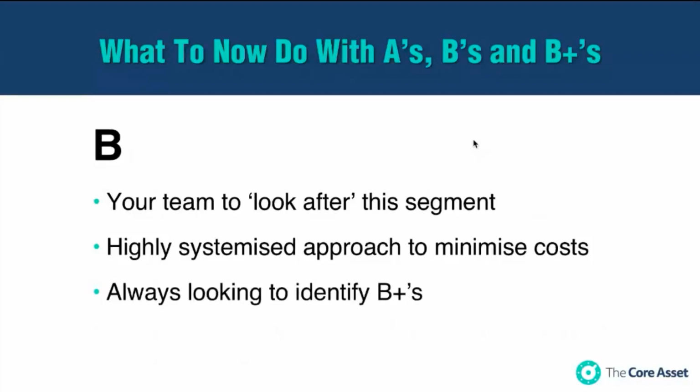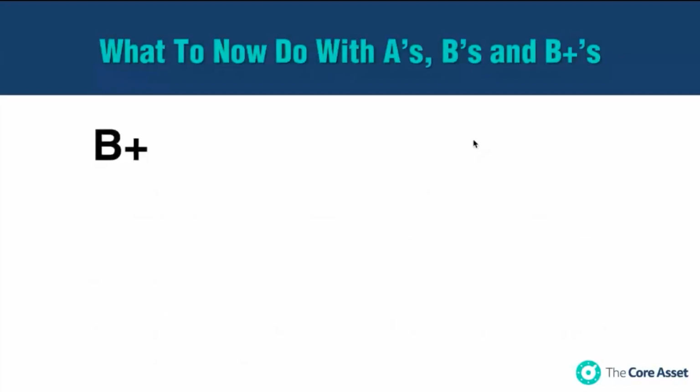So what I suggest you do here is get the team to identify potential A's. So your B pluses, who are they? That should be a never-ending process. The team should be able to identify them, particularly if you take them through the profiling that I've just taken you through.